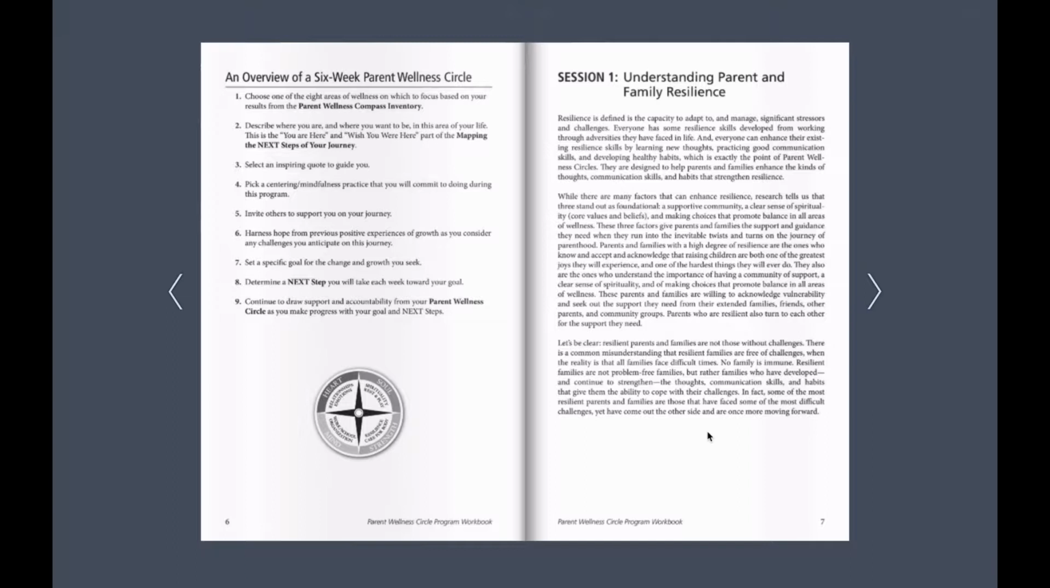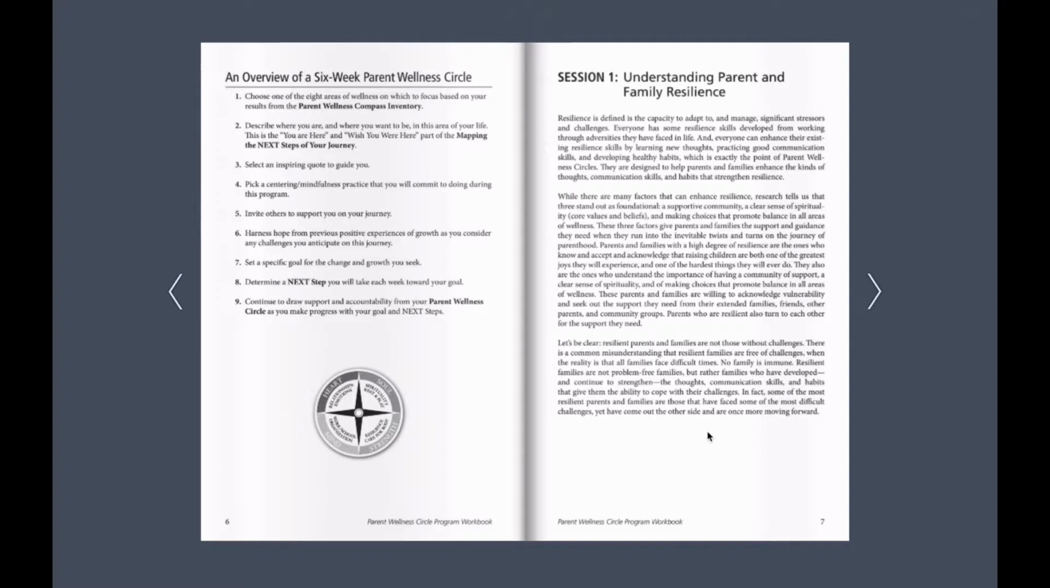They need a supportive community around them, which hopefully this wellness circle will be for themselves. They have a clear sense of their spirituality, or as we mentioned earlier, their values and beliefs. Having that is very important. And then making healthy choices based on those values and what they are dreaming of for their family. Those 3 things really help a family be resilient. And so we're hoping that this group will be a nice place for parents to gather, build some resiliency, and have some support like that.